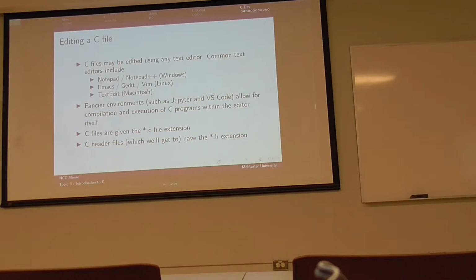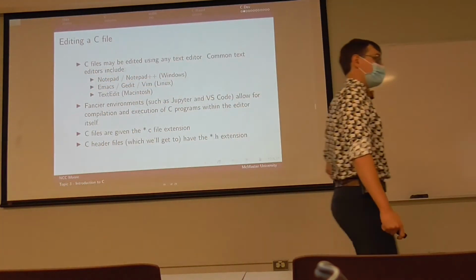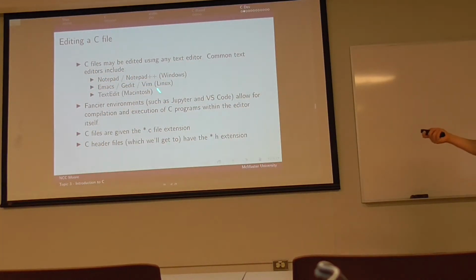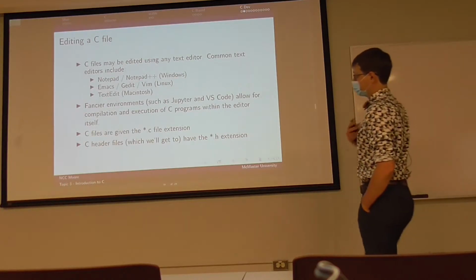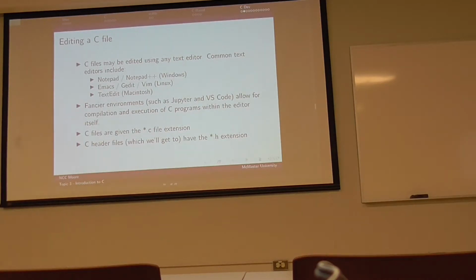So, editing a C file. C files may be edited using any text editor. Common ones include Notepad or Notepad++ in Windows. Anybody who's running a Windows machine and wants a good text editor that does syntax highlighting, highly recommend Notepad++. Emacs, Gedit, or Vim on Linux. Nano is also acceptable. TextEdit on Macintoshes.